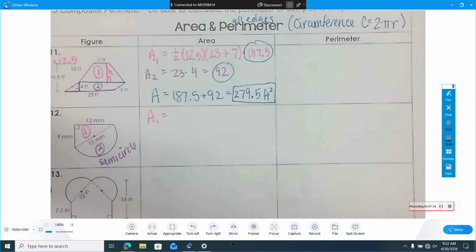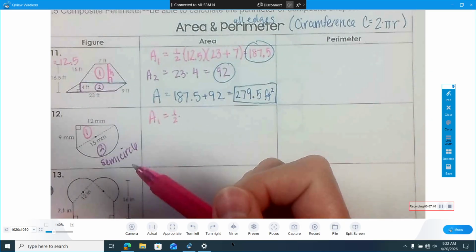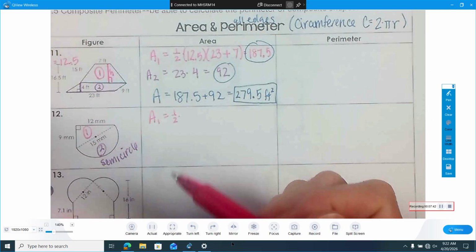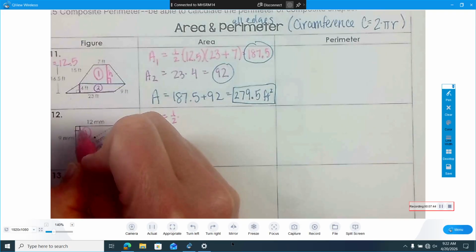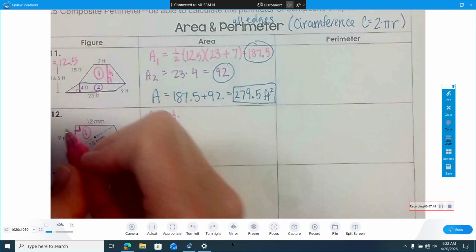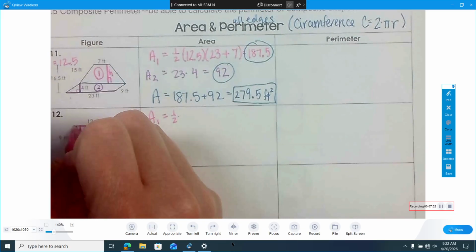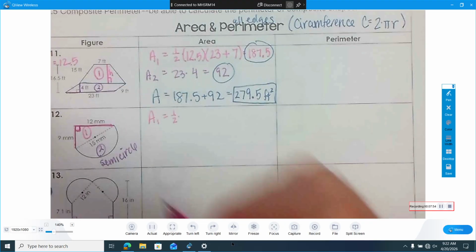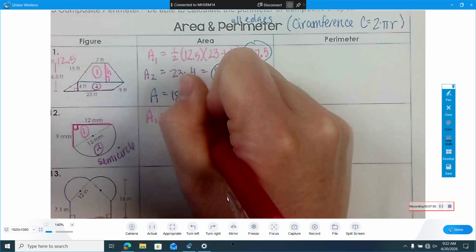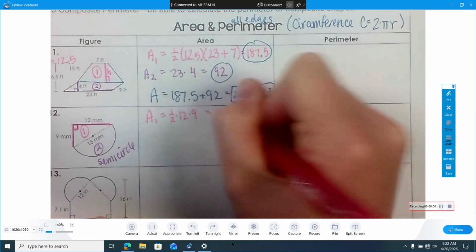What's the formula for the area of a triangle? 1/2 base times height. So 1/2, what's our base and what's our height of our triangle? Yeah, right here is our right angle. Remember, base and height are always perpendicular to each other. So we have a base and a height of 9. Those are the two dimensions that are perpendicular. So 12 times 9. That's going to be 6 times 9 is 54.